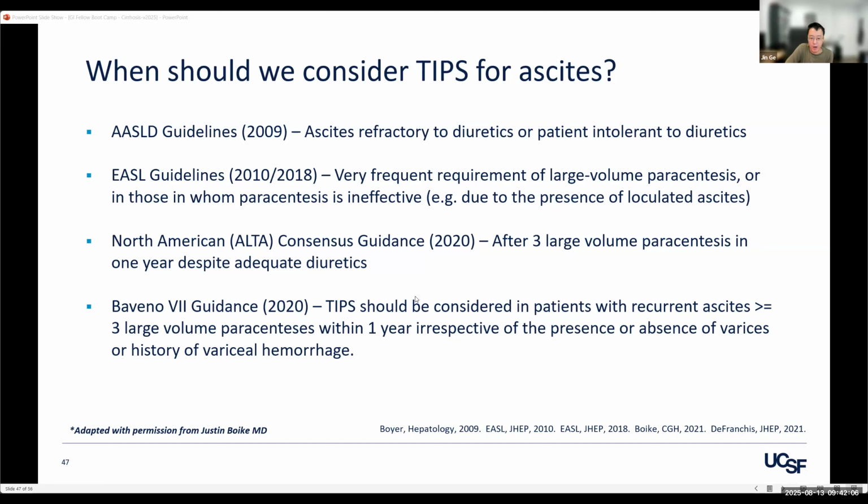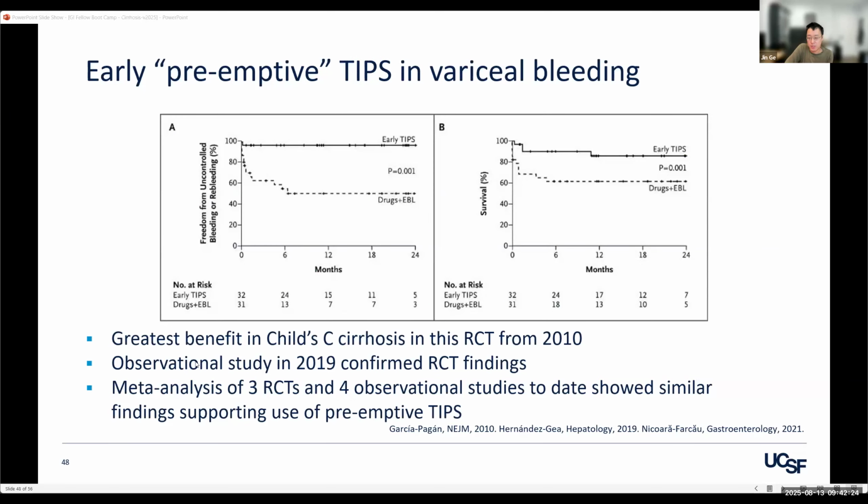And 3 large volume paras is definitely less than what we think refractory ascites should be, because a lot of our patients are actually walking around getting large volume paras every 2 weeks or so. In those patients, I tend to be very aggressive about thinking about TIPS and try to get them ready for TIPS.